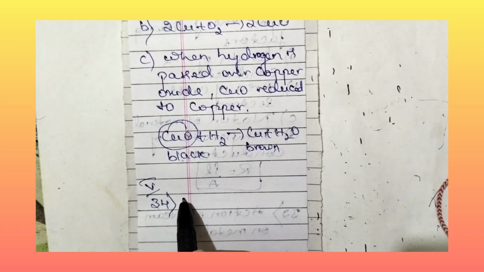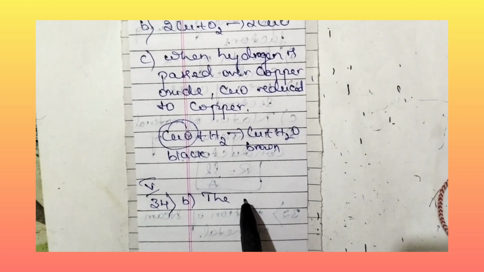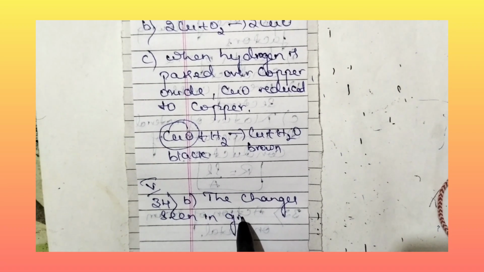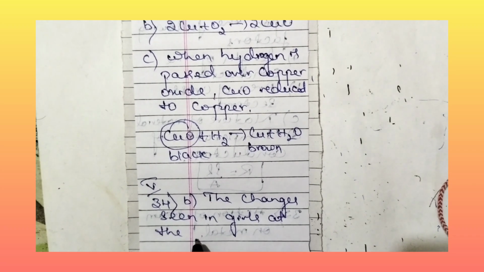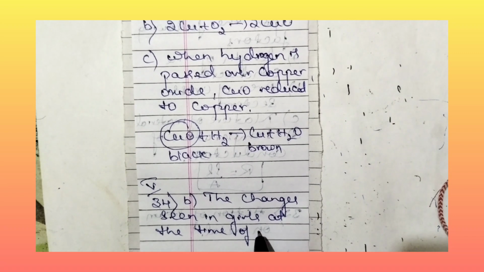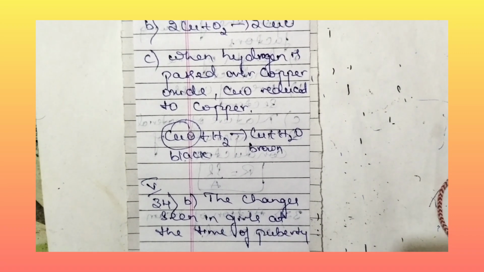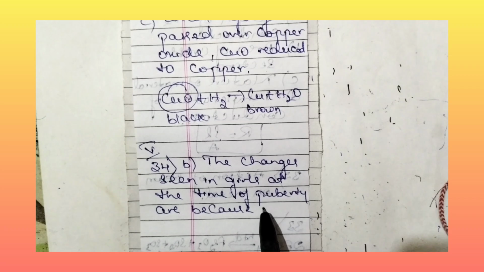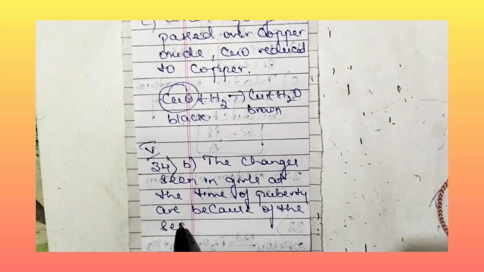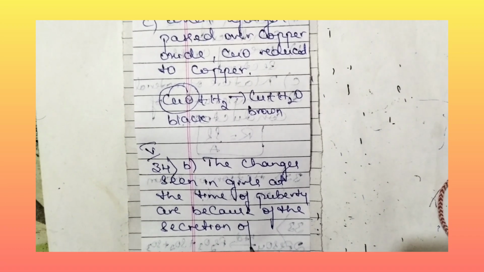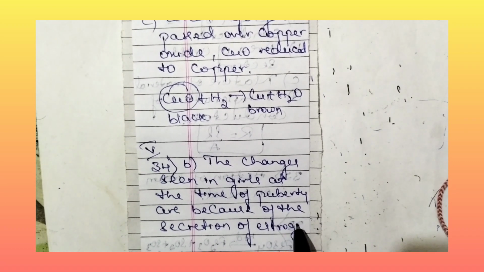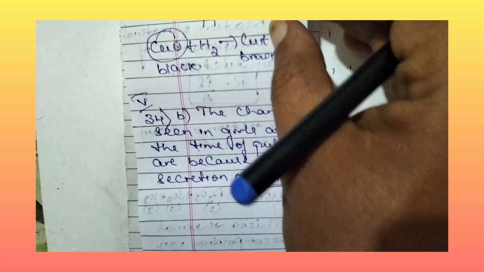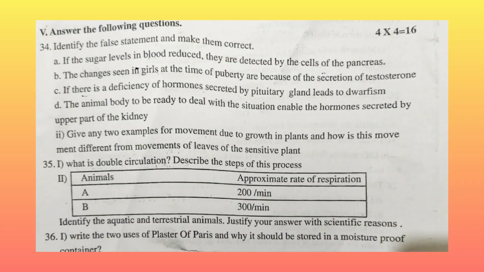So now let us make statement B correct. The changes seen in girls at the time of puberty are because of the secretion of estrogen, though they have given testosterone. So because the hormone estrogen is released, secondary sexual characters develop in them at puberty.